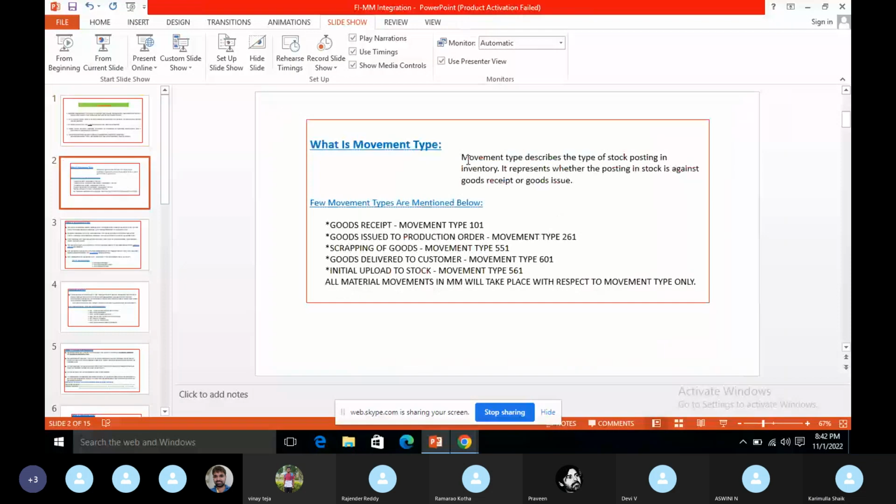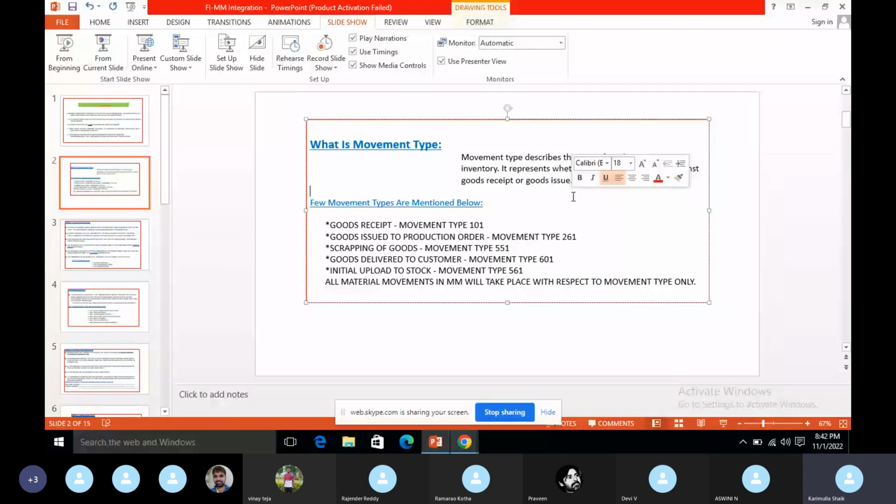What is movement type? Movement type describes the type of stock posting in inventory. It represents whether the posting in stock is against goods receipt or goods issue. Here I have mentioned a few movement types which we generally use. Goods receipt movement type is 101. Goods issued for production orders, movement type is 261. Scrapping of goods, movement type 551. Goods delivered to customer, the movement type is 601. Initial upload of stock, movement type is 561. All material movements will take place with respect to movement type only.